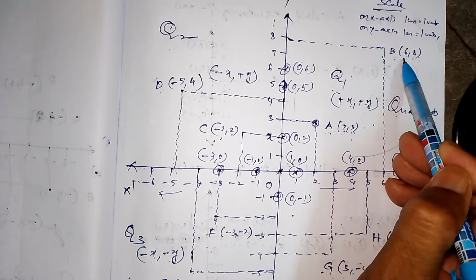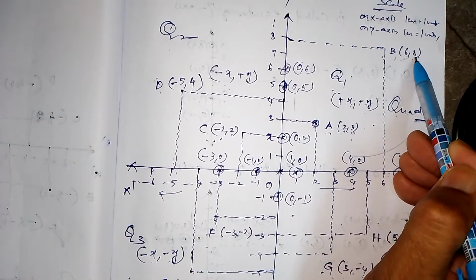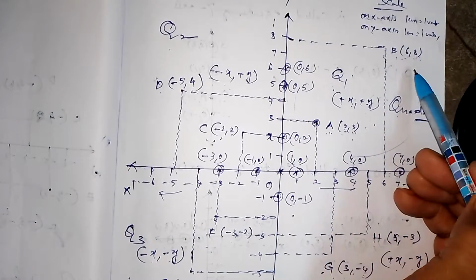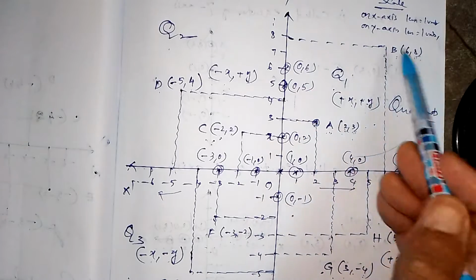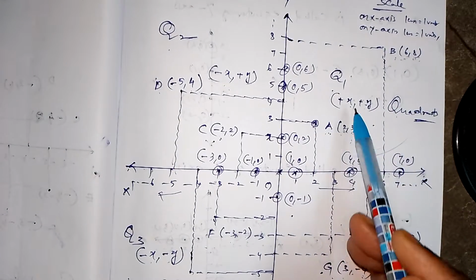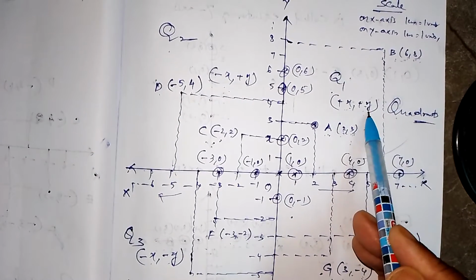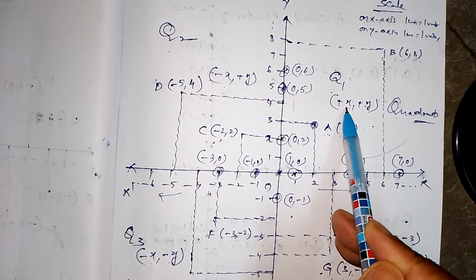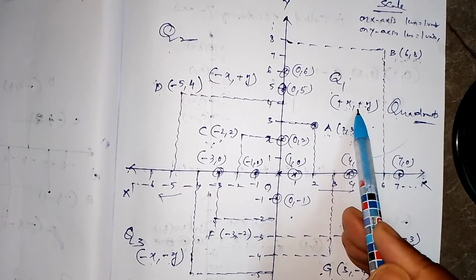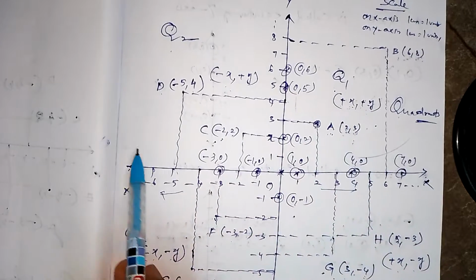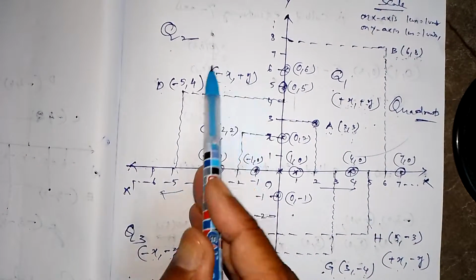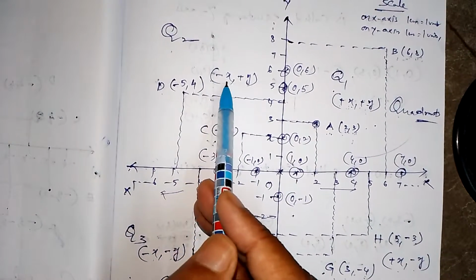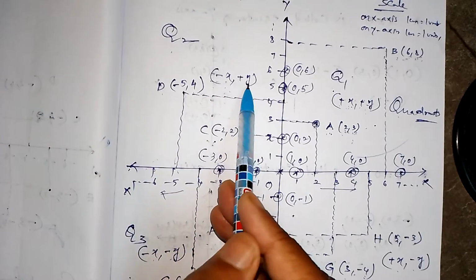Here that x coordinate is 6 and that y coordinate value is 8. So whatever the points you take in the first quadrant, both x and y coordinate values will be positive. I mean the x coordinate value is positive and the y also positive. And then what are the points which lie on the second quadrant? That x coordinate value will be negative and the y will be positive.